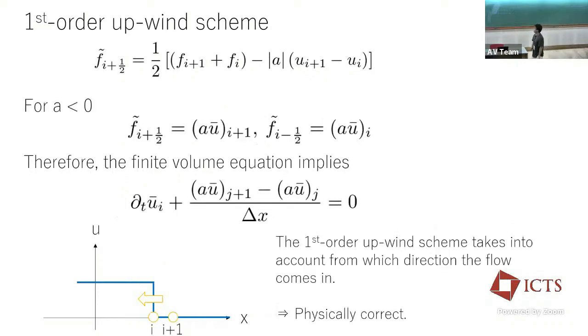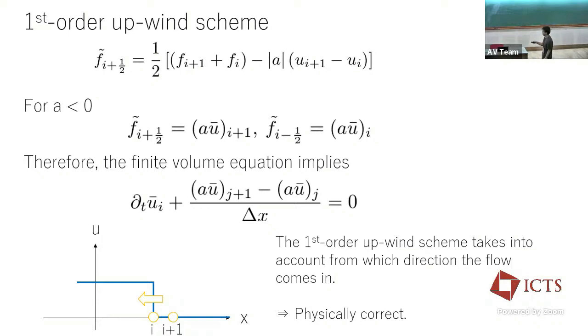For the negative case, what's happened? It's exactly the same exercise. F plus, because A is negative right now, and this term is cancelled out. Then you get F tilde at I plus 1/2 is given by Au bar at I plus 1, and also the F tilde at I minus 1/2 is given by Au bar at I. If you plug this expression into the numerical scheme you have developed, you get this expression.